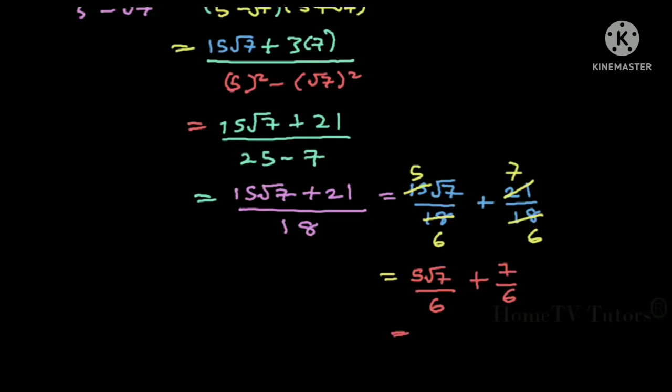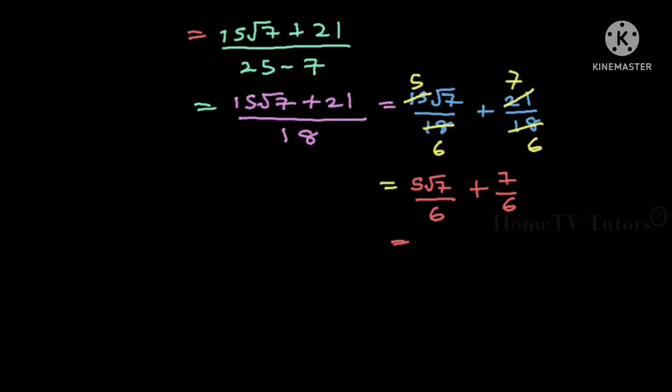So now we can still rewrite it. Okay, we bring back the LCM now, this time around 6. We bring it back. So now we have 5 square root 7 plus 7 over 6. So this is the final answer.